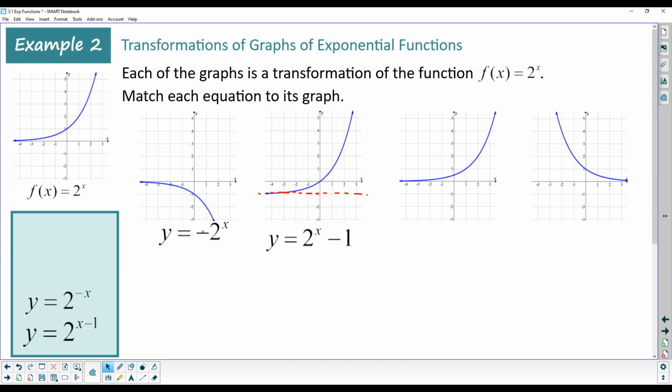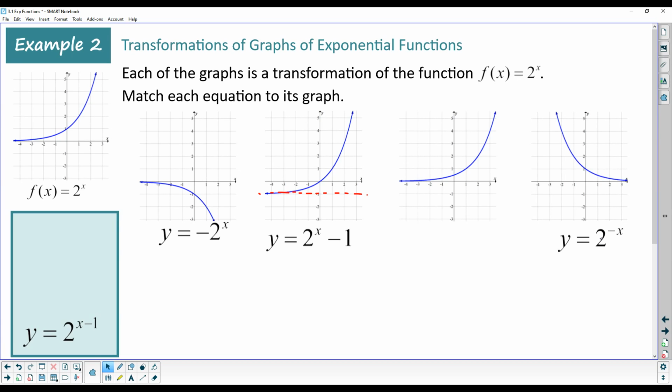Here's our original. We reflected it down. Is that okay? Okay, you can think of this as a reflection left to right, or you can think of it as that we know that it's decaying now. So that's this one.